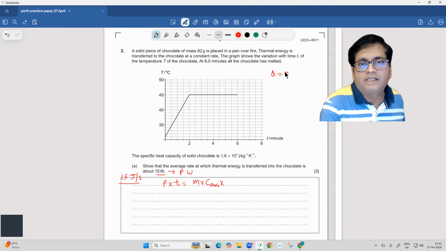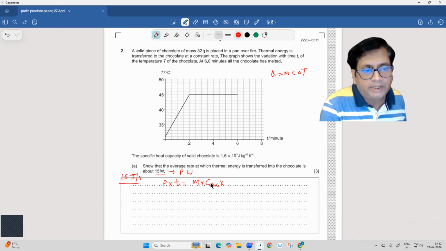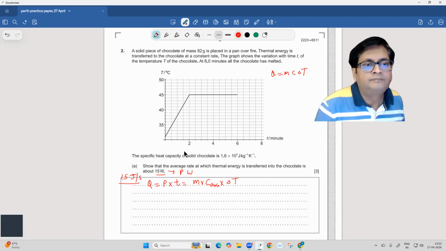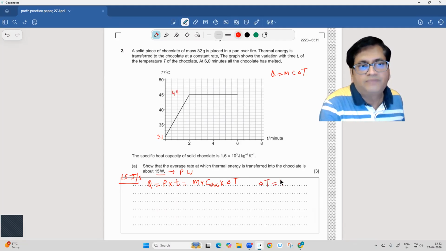Q is equal to m c delta T, right? You are familiar with this. This is the Q, P into t, it should be the mass of the chocolate into the specific heat of the chocolate into the change in temperature. How much is the change in temperature during this much time? This is 31 and this is 45. So delta T is 45 minus 31, 14.